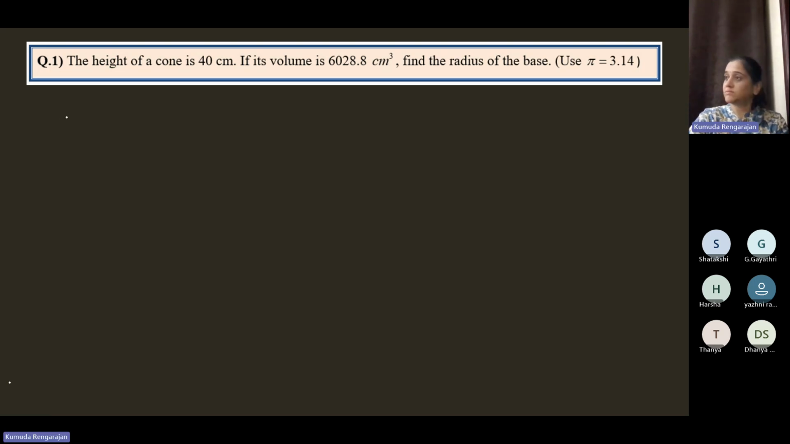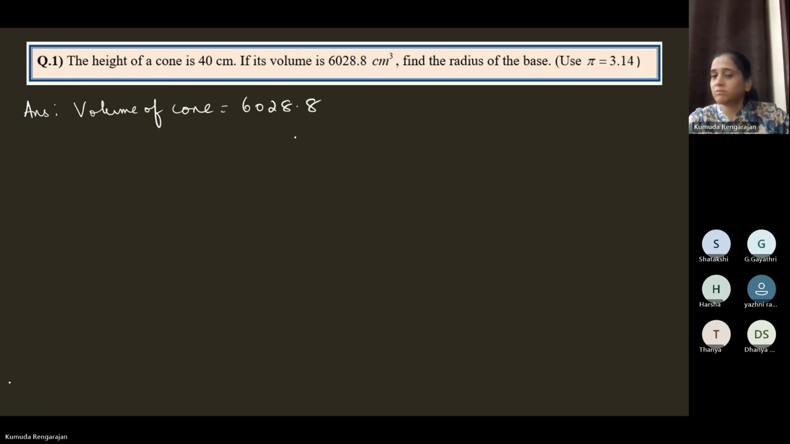So what's given? Volume. Volume of what? Volume of cone is 6028.8. What's the formula to find the volume of a cone? 1 by 3 pi r square h is equal to 6028 point 8. You can change this to a fraction, and you can also cancel 2, 5 times 2.